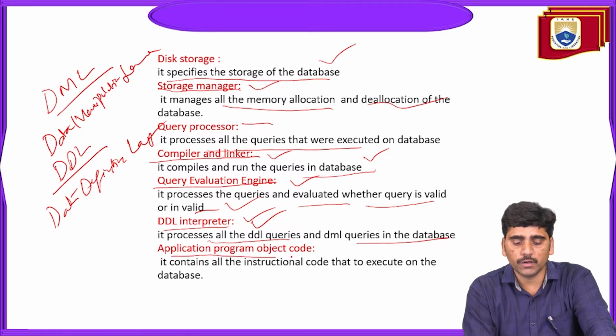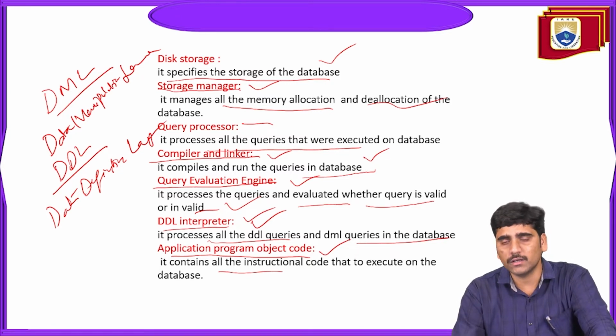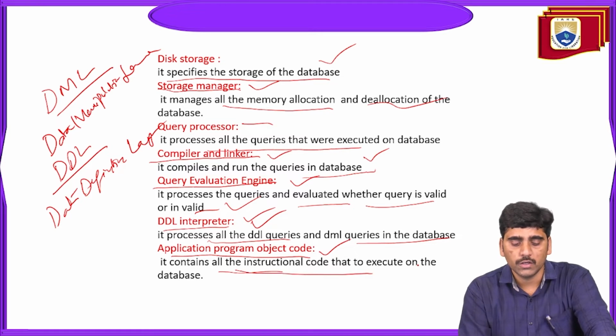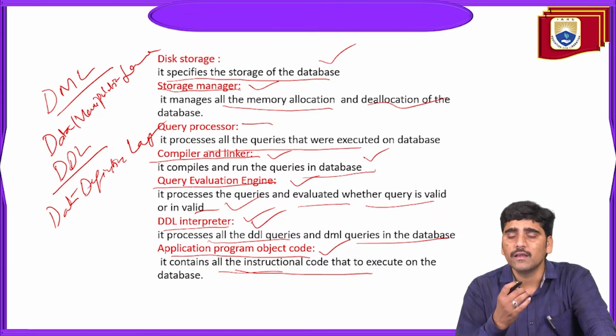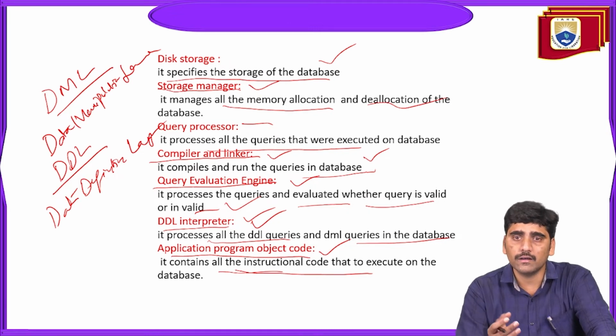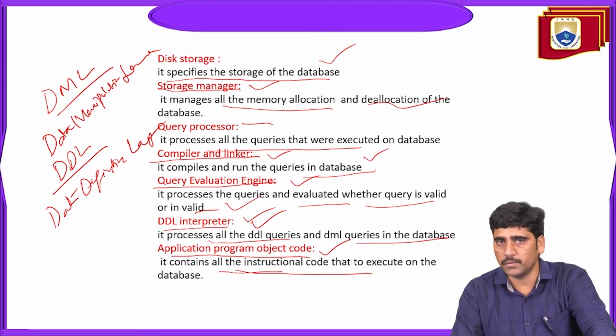And next, the application program object code. It contains all the instructional code to execute on the database. So these are all the important architectural components to analyze the database: how we are going to create the database, where the database is created, and where the tables are retrieved from disk storage. These are all the DBMS architectural components.